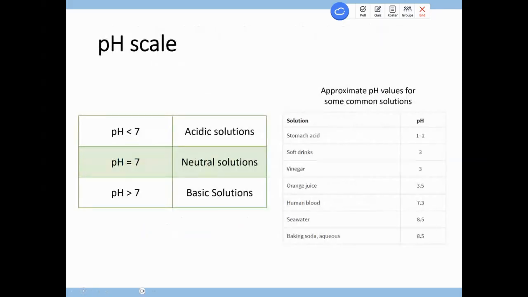So this next slide summarizes that trend. A pH of 7 is a neutral solution. Less than 7, we call that acidic. Greater than 7 for the pH, we call that basic. And then here are some common solutions.